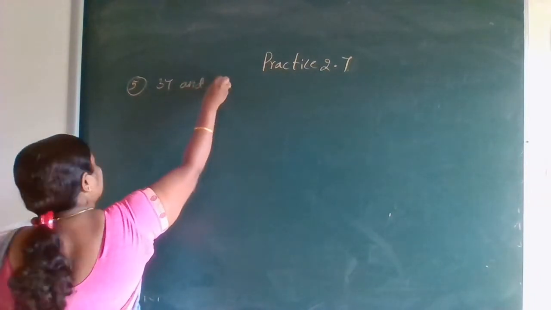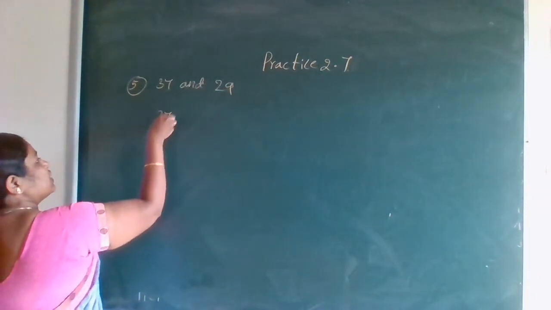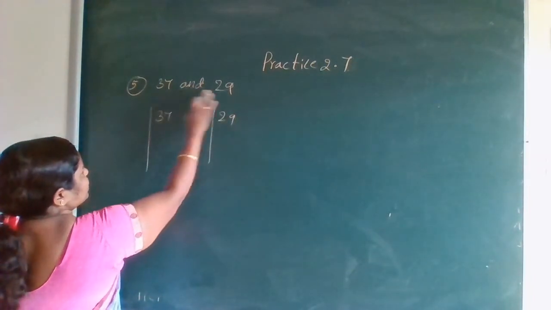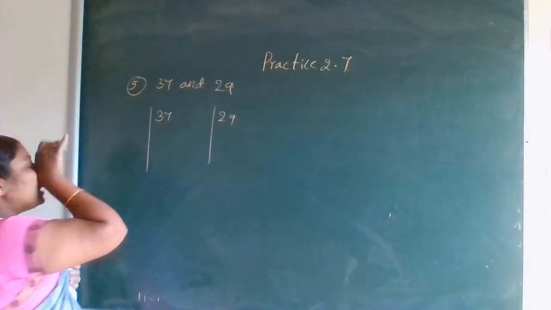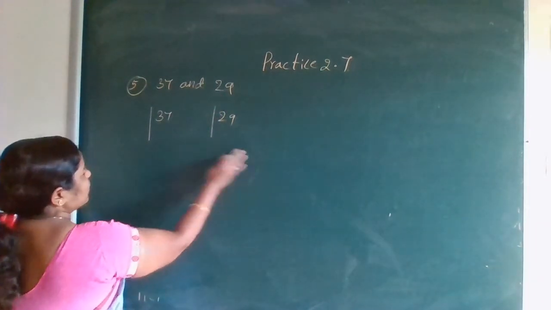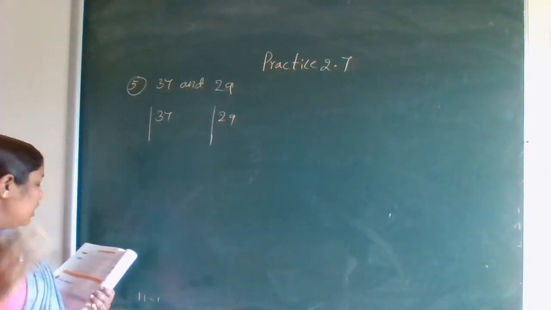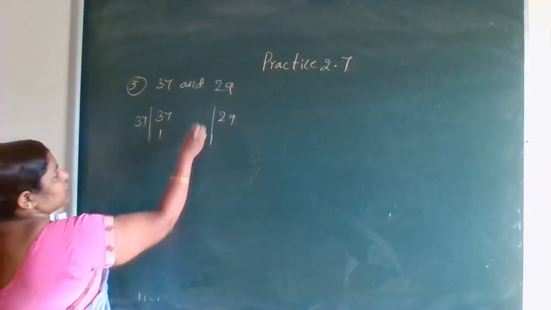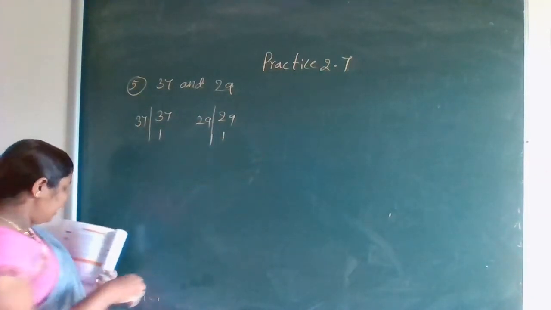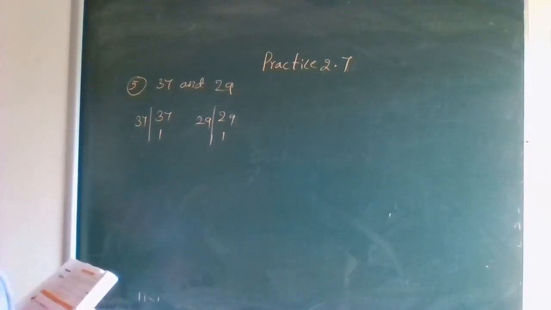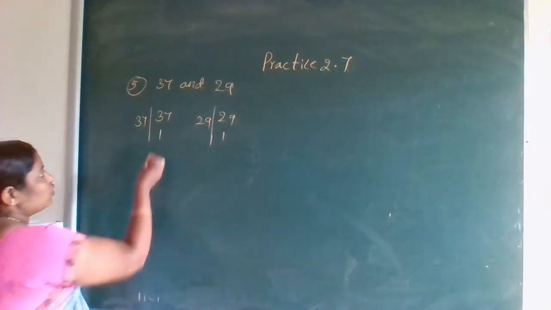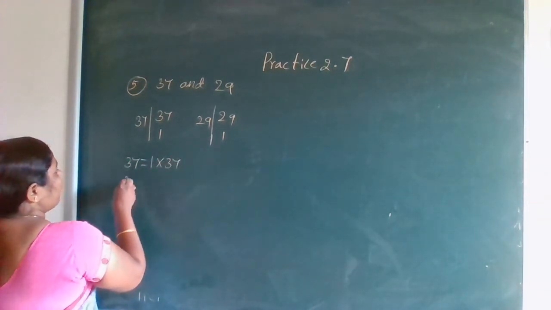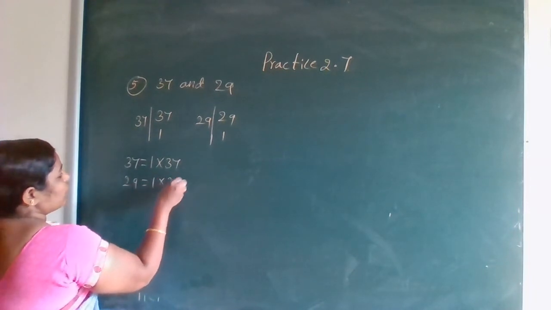37 and 29. Take the HCF of 37 and 29. See, just observe the numbers. Both are prime numbers. So 37 is not there in any table. 37 ones are 37. 29 ones are 29. Is 29 there in any table? No. So the factors of 37 are 1 and 37. Factors of 29 are 1 and 29.